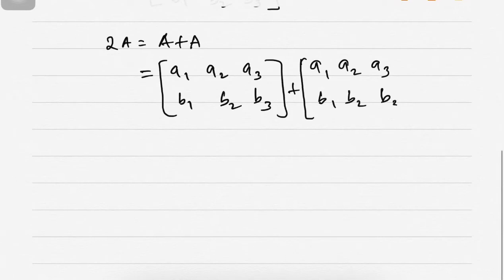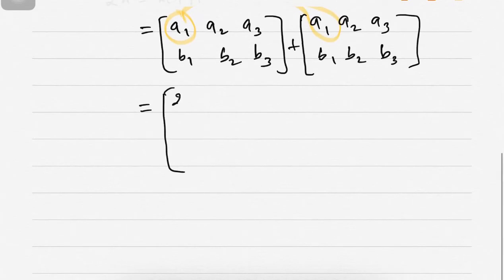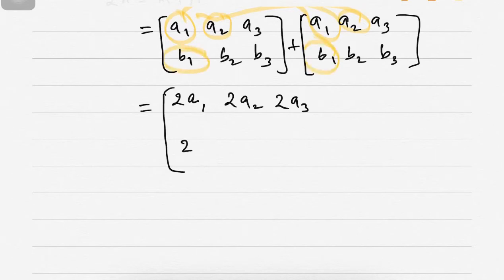As we have learned, if you add two matrices of the same order, you have to add the corresponding elements. So this A1 will get added to this A1. You will have the first element as A1 plus A1, twice of A1. Similarly, this A2 will be added to this A2. The second element will be 2A2. Similarly, the third element of the first row will be 2A3. In the same fashion, first element of the second row will be B1 plus B1, that is 2B1. Second element of the second row will be 2B2, and third element of the second row will be 2B3. What is this? This is 2 times A.